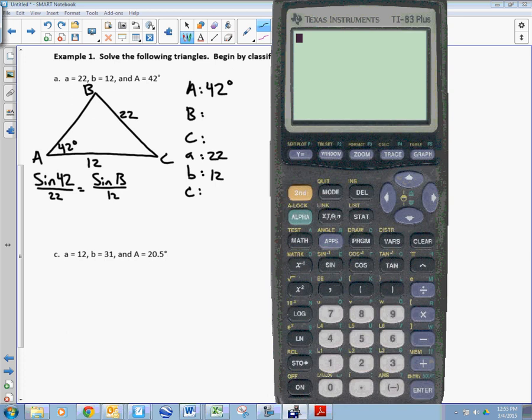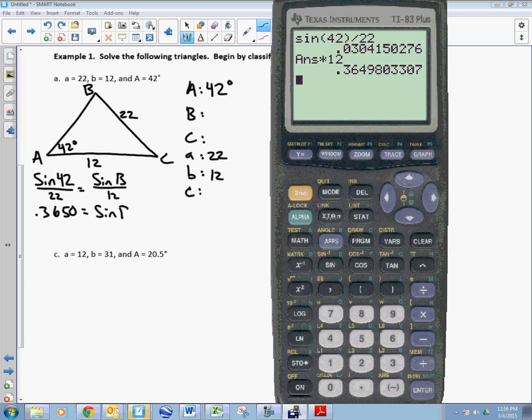On my calculator, I take the sine of 42. Make sure you're working in degrees and not radians. I divide it by 22, and I'm going to multiply both sides by 12. And I get this, 0.36. If you write down the decimal, you must write it down to 4 decimal places in order to be accurate. 0.3650 is equal to the sine of B. Correct? Let's think about that for a second, folks. You just took a test on graphing sine and cosine.